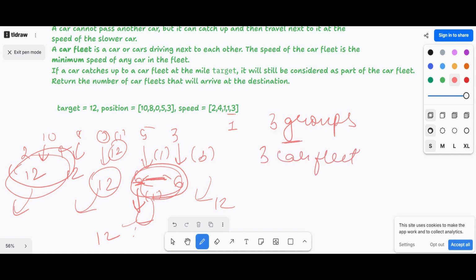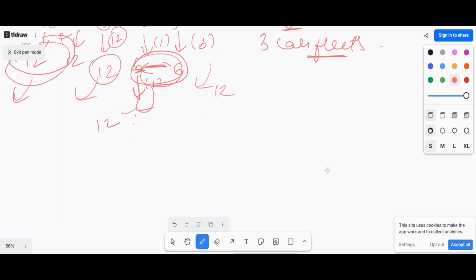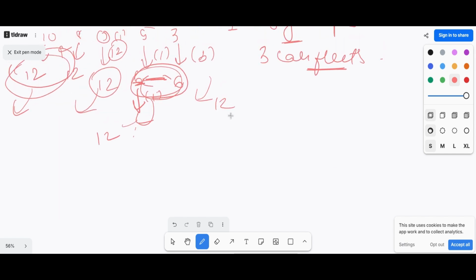I hope you now got what the car fleets are. So the answer of this is 3. There are a total of 3 car fleets, 3 groups which have happened. That's the meaning of it.